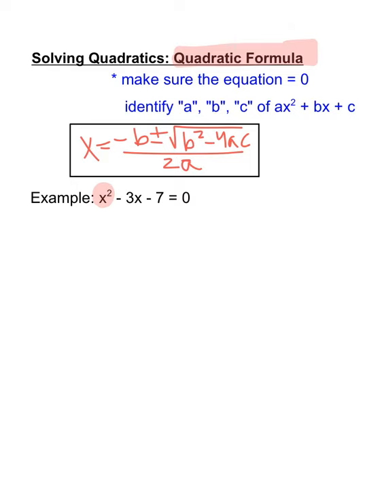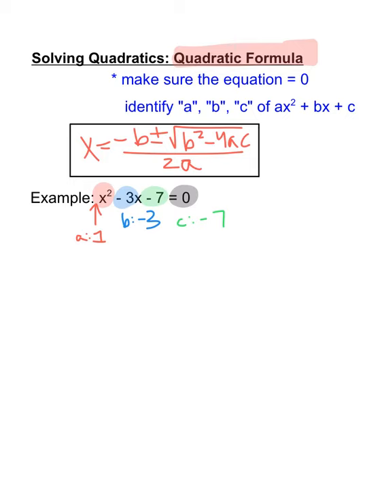Okay, so the a is the number here in front of the x squared. In this case, the a is a 1 because there's no number in front of x squared. The b is the number here in front of the x, so in this case the b is negative 3, and the c is the number that comes alone by itself. So in this case the c is negative 7. And you want to make sure that your equation always starts with an equal to 0.